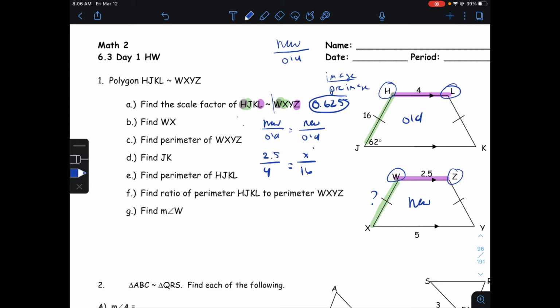All right, so let's go ahead. We can cross multiply. So we're going to do 2.5 times 16, and we get 40. And then we get 4x. And we end up with x equals 10. So WX has to be 10.